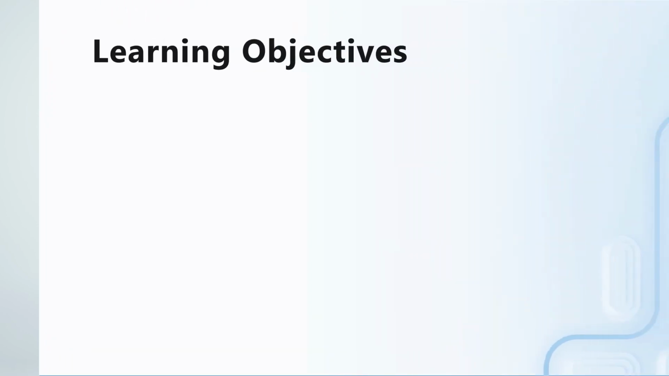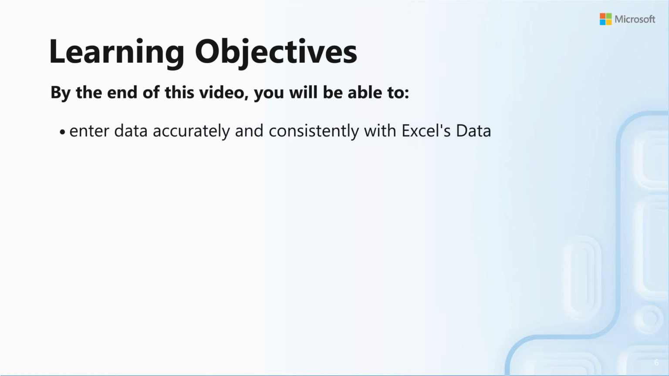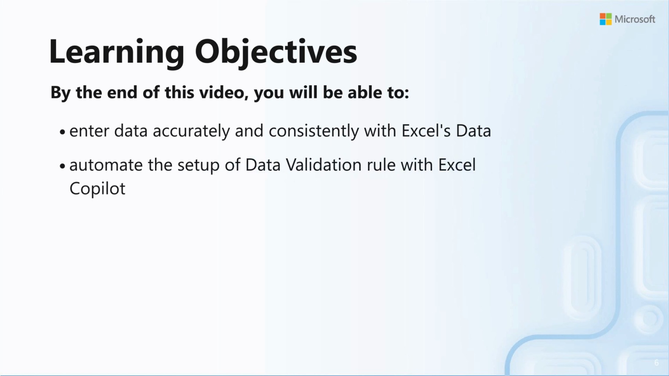In this video, you'll learn how to use data validation in Excel to prevent data entry errors and ensure consistency. Plus, we'll see how Excel Copilot can help automate these validation rules, making your work even more efficient. By the end of this video, you will be able to enter data accurately and consistently with Excel's data validation feature, and automate the setup of data validation rules with Excel Copilot.